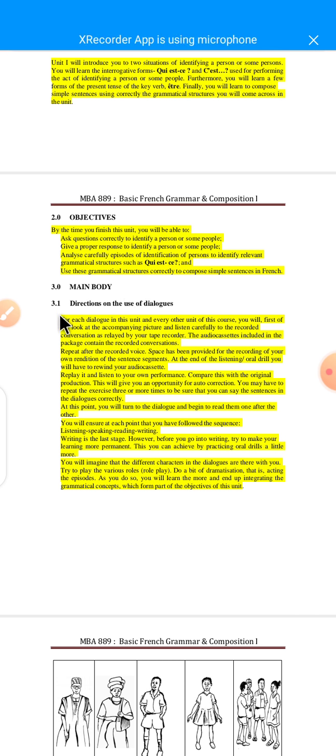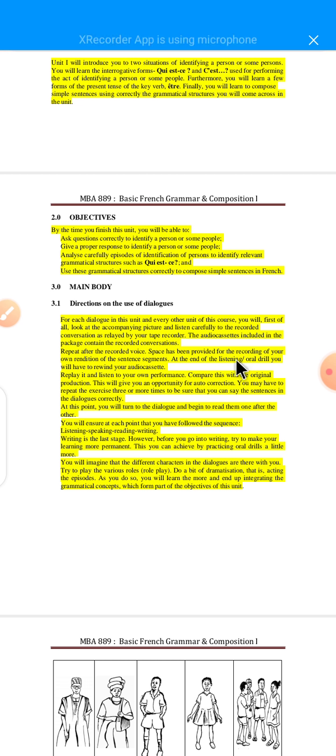Main body. Directions on the use of dialogues. For each dialogue in this unit and every other unit of this course, you will first of all look at the accompanying picture and listen carefully to the recorded conversation as relayed by your tape recorder. Here we don't have a tape recorder, I would have a recording. The audio cassette included in the package contains the recorded conversation. Repeat after the recorded voice. Space has been provided for the recording of your own rendition of the sentence segment.